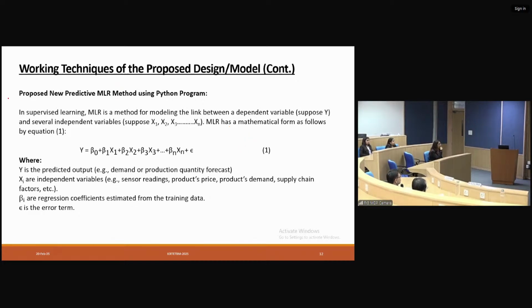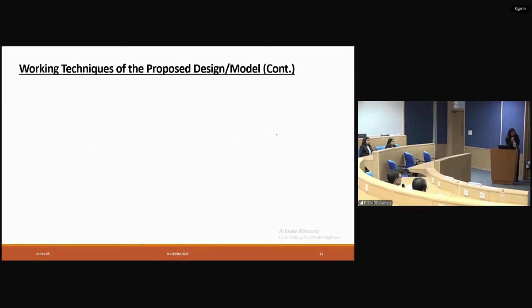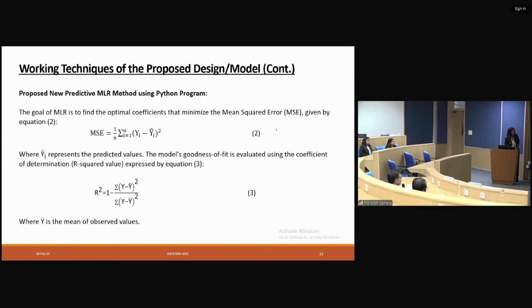Here is the theory section of the MLR, that means multiple linear regression. It is a mathematical equation based on linear algebra. This is the equation of the input and output parameters that are involved. But I request you to please conclude since we are running out of time.